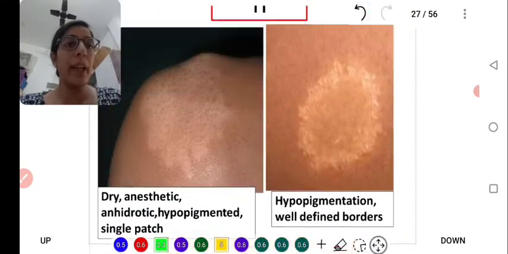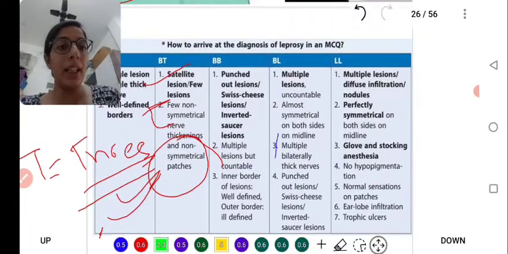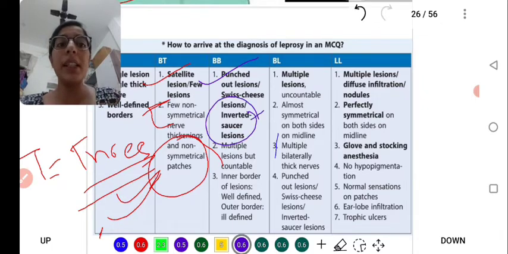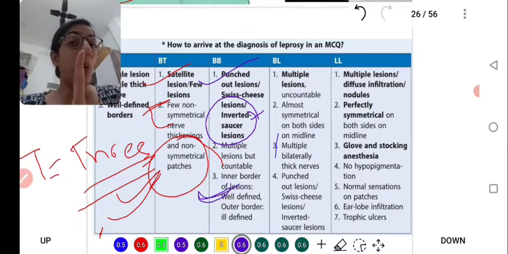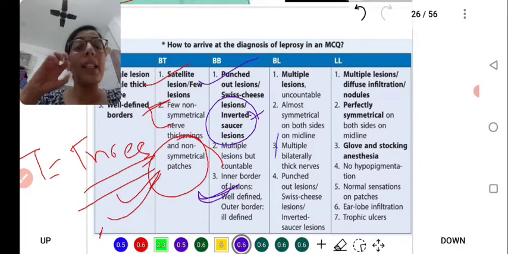Let's move back again to the table. Here, punched out or Swiss cheese lesion, inverted saucer type lesions. These are multiple but countable lesions. The inner border of the lesion is well defined. I told you that you can easily appreciate how much that inner border is.